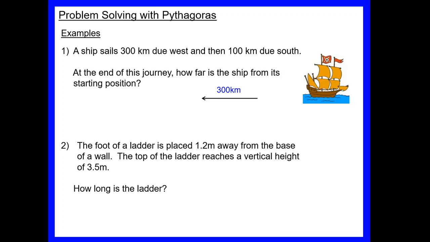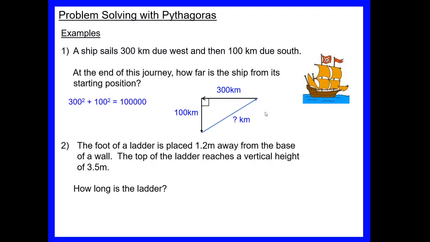So I've drawn a line pointing west 300 kilometres. It then travels 100 kilometres due south. So from where it ended up, we've now gone south 100 kilometres. At the end of this journey, how far is it from its starting position? So by travelling west and then south, we have travelled at 90 degrees. So that's really important that we know that these directions are at 90 degrees to each other. And we want to know from where we ended up to where we started, how far we have travelled. So that's our diagonal. So we can now see our two shorter sides and our hypotenuse there.